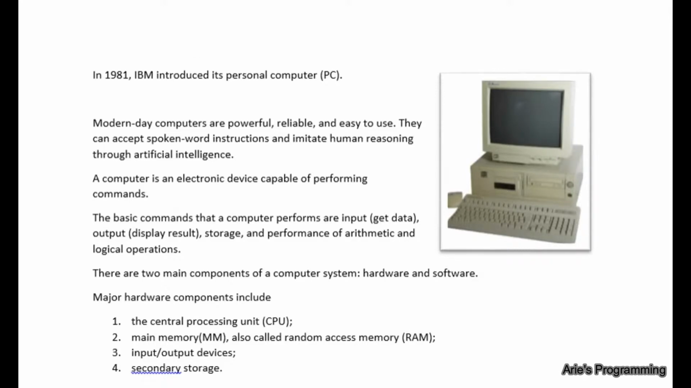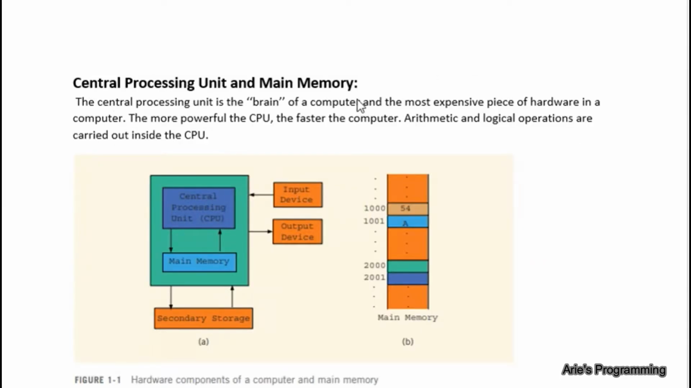A computer is an electronic device capable of performing commands. Two main components of a computer are hardware and software. Hardware components are the central processing unit, main memory, also called RAM, input-output devices, and number 4, secondary storage. Central processing unit and main memory.